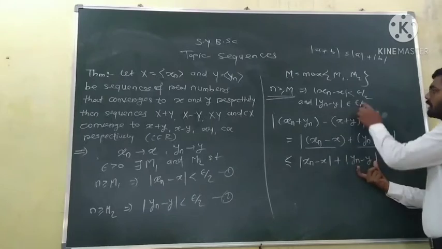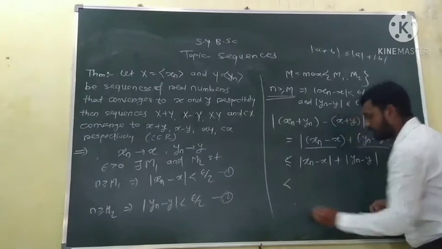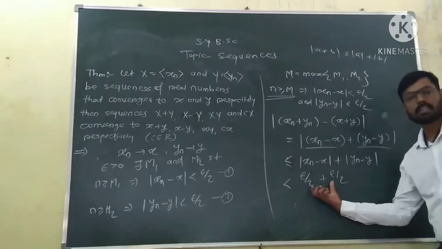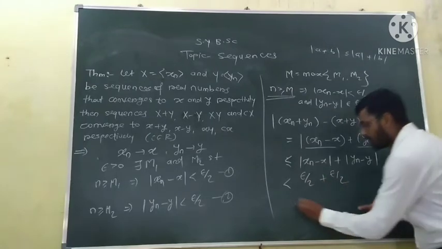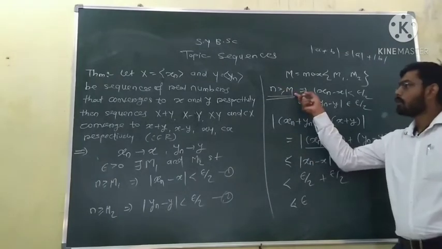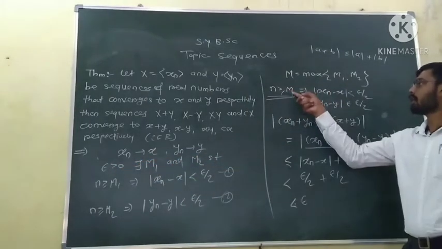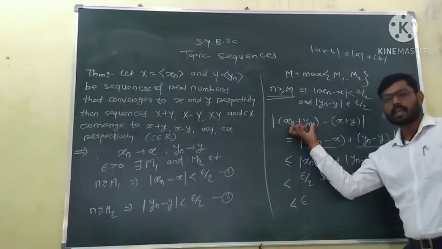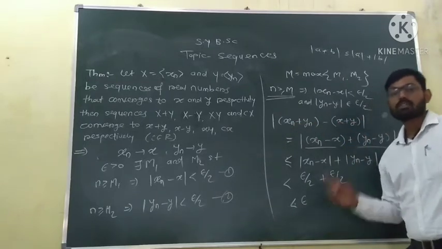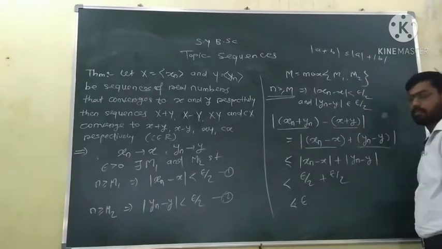Also, this value is less than epsilon by 2. So from this we can write that this is less than epsilon by 2, and this is less than epsilon by 2. So the sum is epsilon by 2 plus epsilon by 2, which is epsilon. So we have shown that for any epsilon greater than 0, whenever n is greater than or equal to m, the difference between xn plus yn and x plus y is less than epsilon. So by the definition of limit, this sequence converges to this limit.